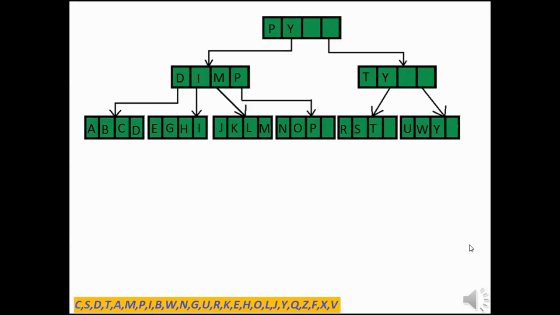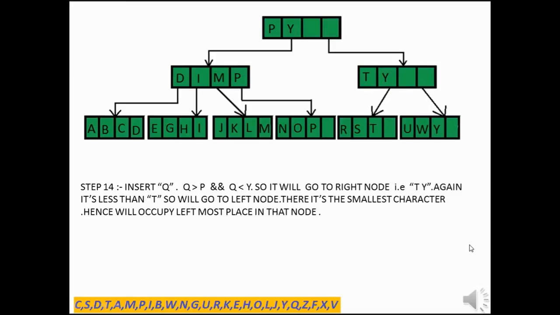Now step 14, insertion of Q. Again follow the same algorithm. We'll come to know that Q is greater than P and less than Y in the parent node. So we'll go to the right node, that is TY. Again it is less than T, so we'll go to the left node at the second level. There it is the smallest character, hence we'll occupy the leftmost place in that node. So our tree will be looking like this, see the diagram.